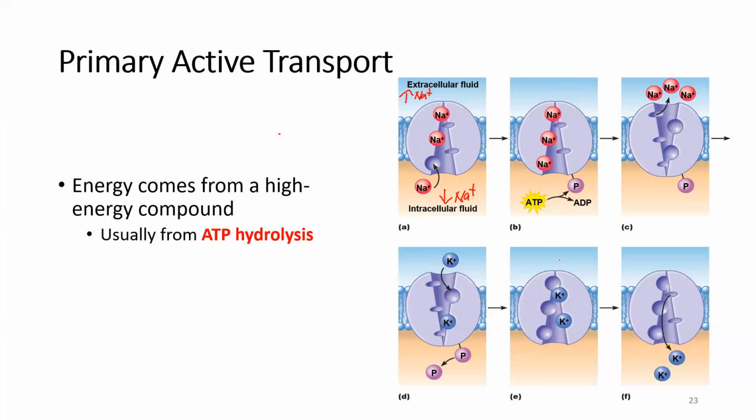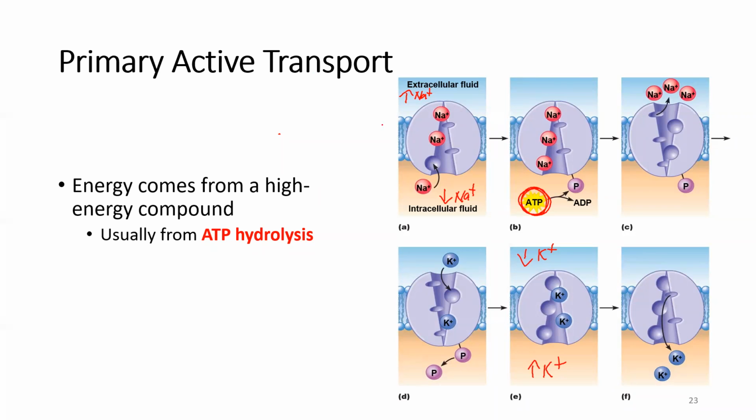Same thing for potassium. There's more potassium inside the cell, and there's less potassium outside the cell. So in an effort to move potassium into the cell, we're going to have to move it against its natural concentration gradient. And this is why we need that sodium potassium pump, because we need to be able to get energy to do that, to move both of these ions against their concentration gradient.